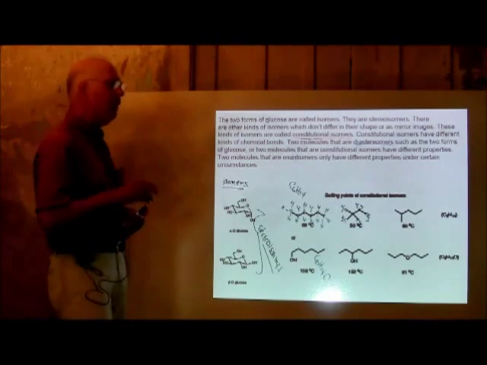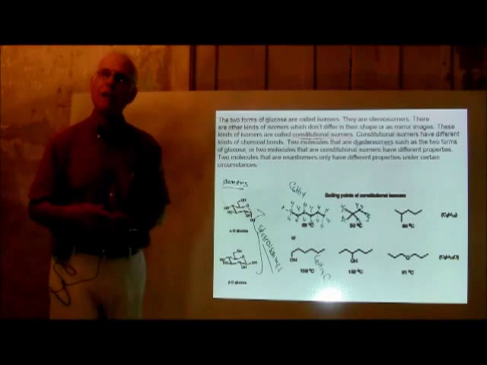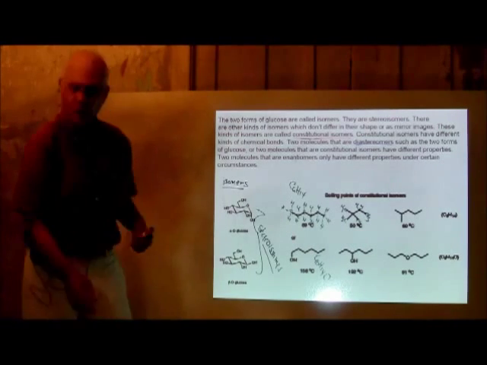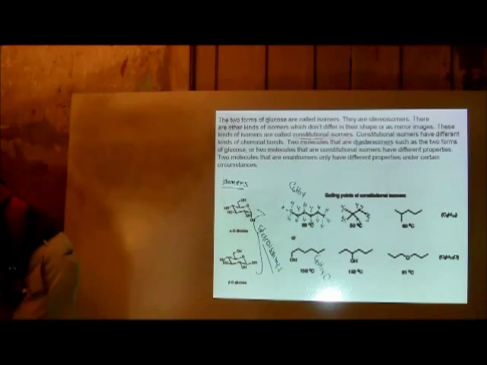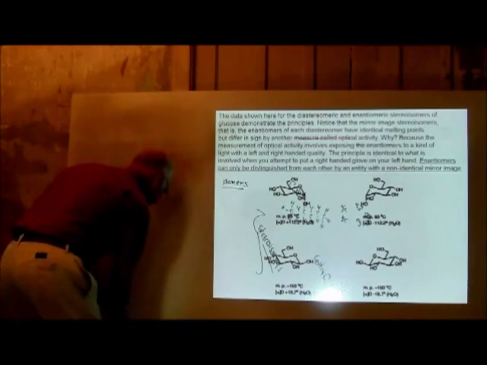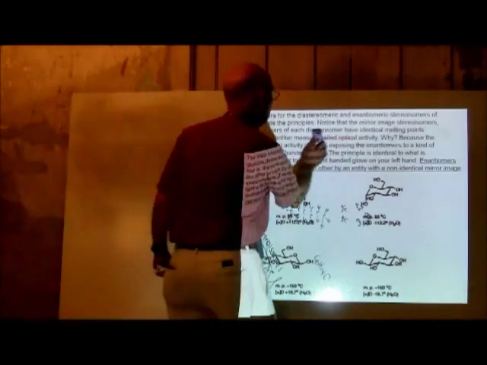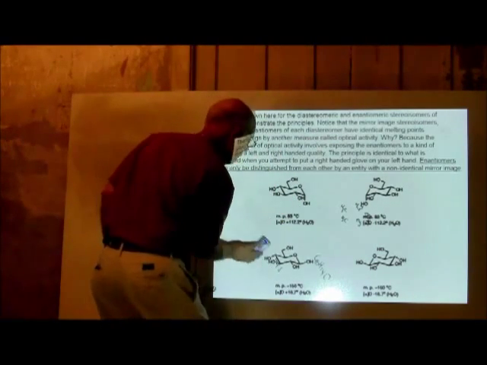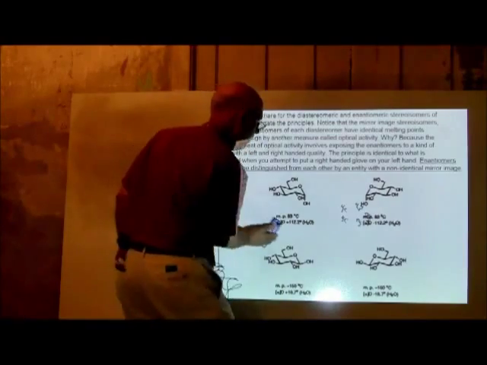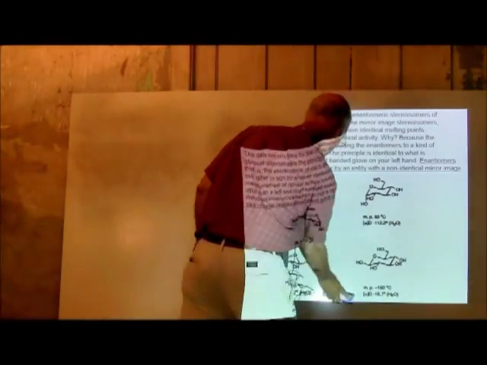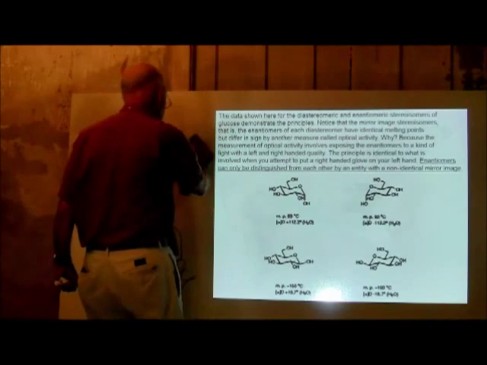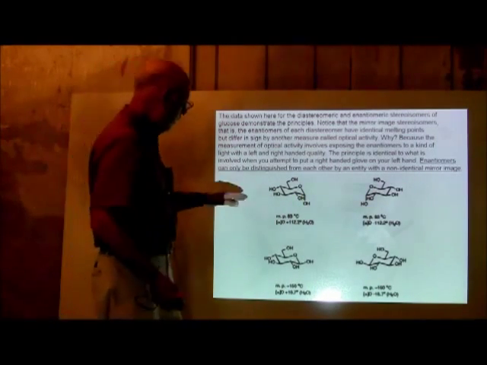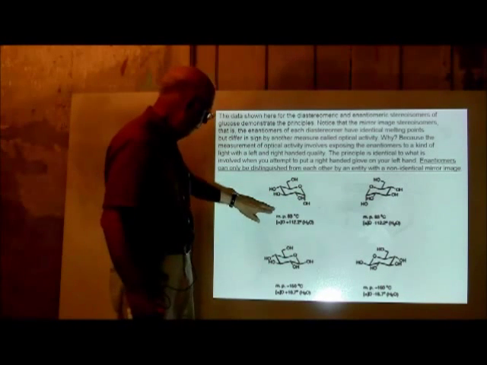Let's now talk about molecules that are stereoisomers that don't differ in their shape. How could that be possible? Well, let's go on. Let's erase this. So everything is erased here. Very good. Let's look. What do we have here?